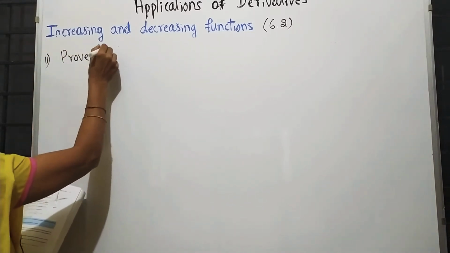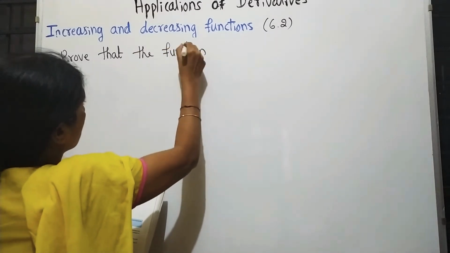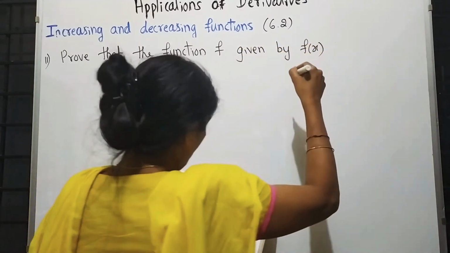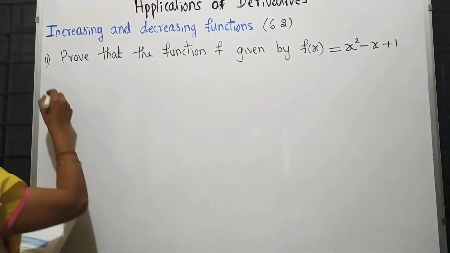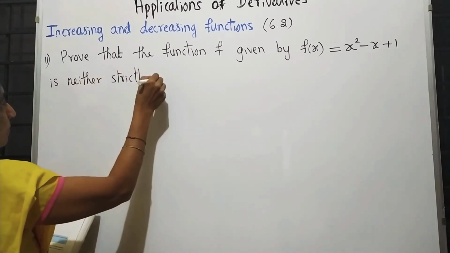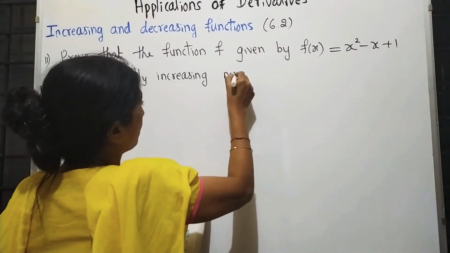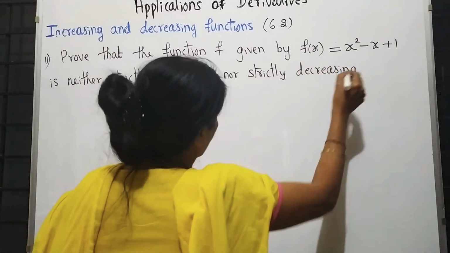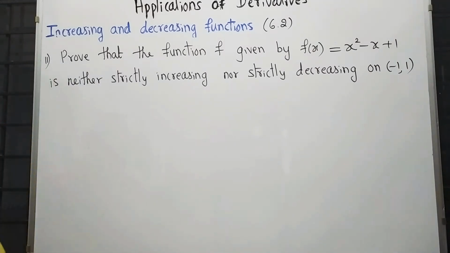Moving to the next question, that is question number 11. Prove that the function f given by f of x is equal to x square minus x plus 1 is neither strictly increasing nor strictly decreasing on minus 1 comma 1.